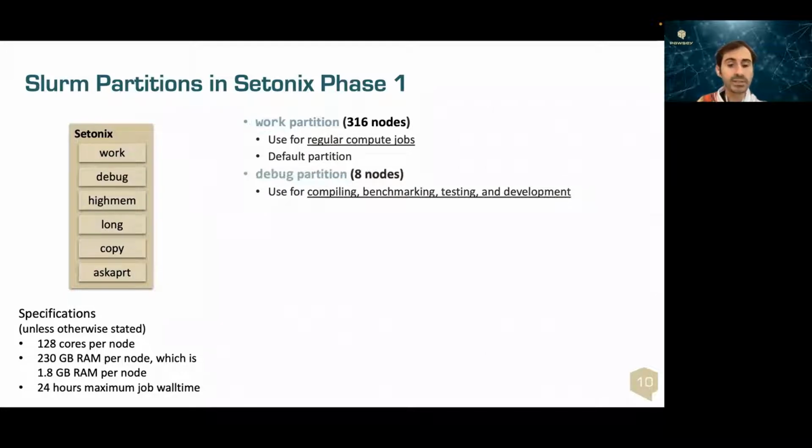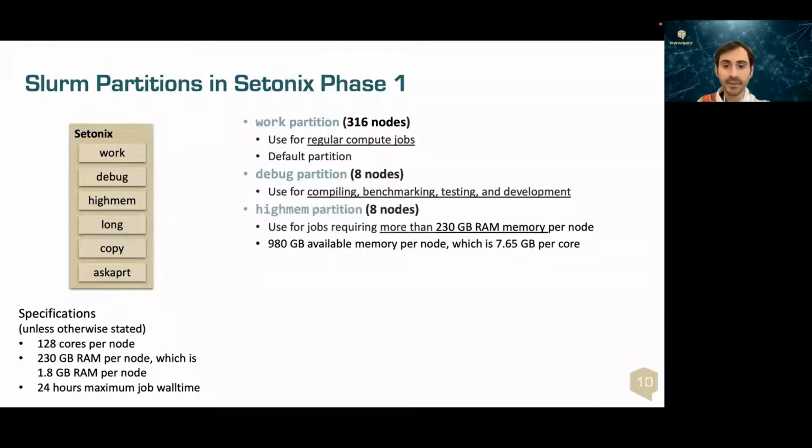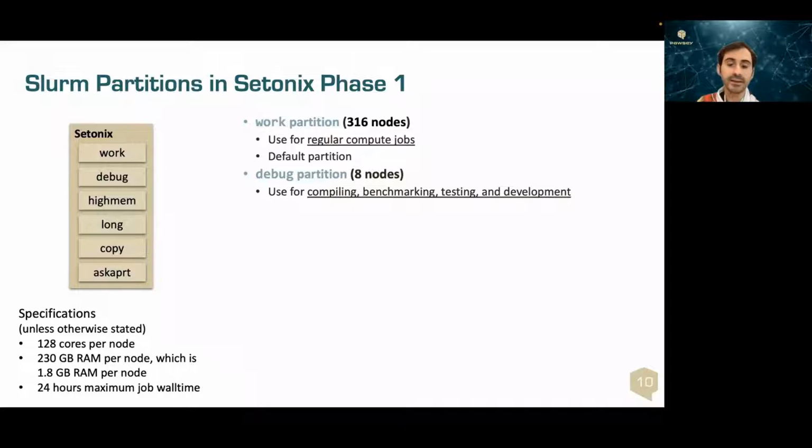There is then a debug partition, which is made up of the same type of compute nodes, but it's much smaller. It's 8 nodes. It can be used for compiling, benchmarking, and testing. And I forgot to put here that the key feature of the debug partition is that it has a maximum runtime of only 1 hour. So the turnover of jobs is faster, but that's because the purpose of the partition is just testing and compiling. So not production jobs, just preparation and setups.